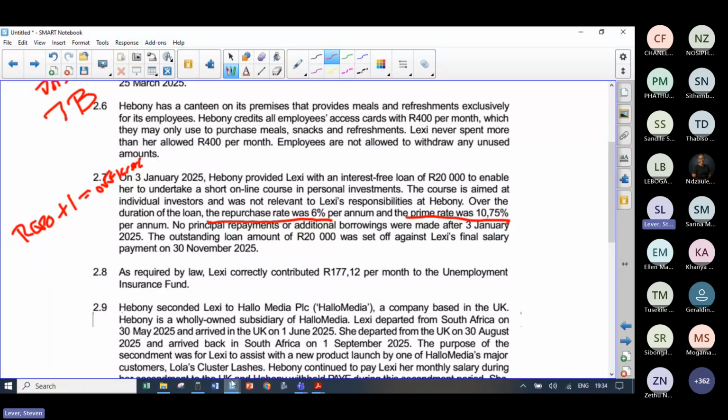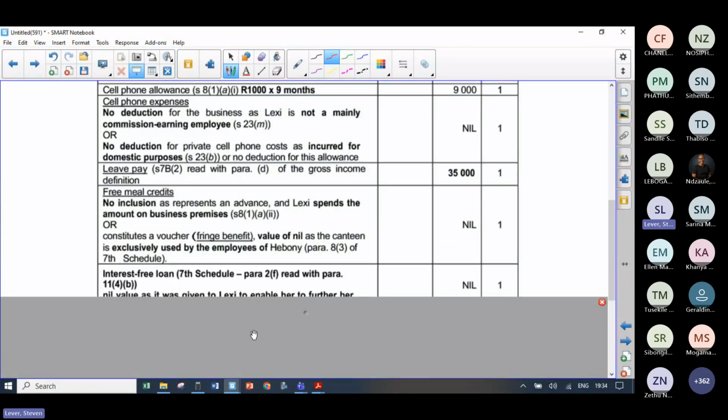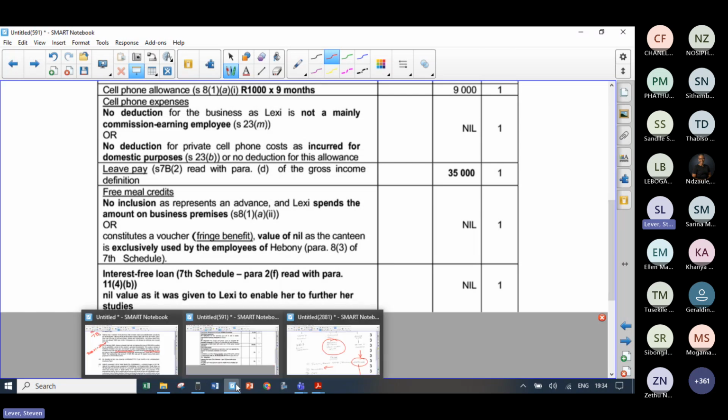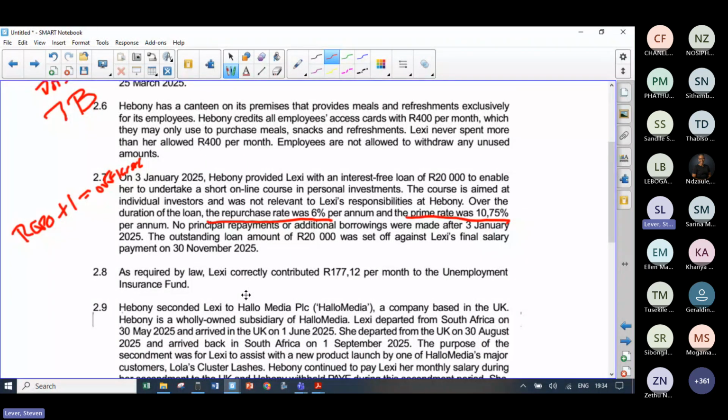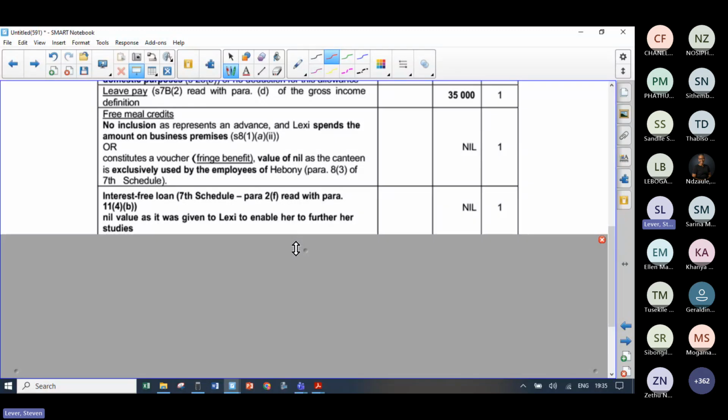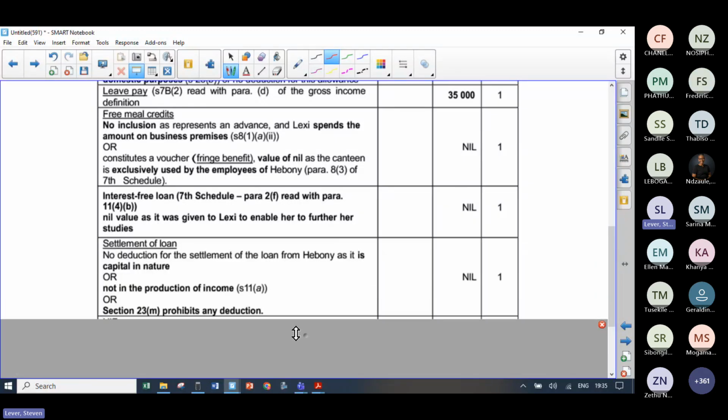So what I just want to do is let's go look at the solution. Guys, can you see interest-free loan? It's a null value because it enables her to further her studies. But here's the next thing, guys, and this is the really important thing. They said the outstanding loan amount was set off against Lexi's final salary. So she repaid the loan amount. Is there any tax effect when you repay a loan amount? No. But guys, if they put it into a question, inevitably it's going to be in the solution. So can you see it says no deduction for the settlement of the loan. It doesn't have a tax effect.